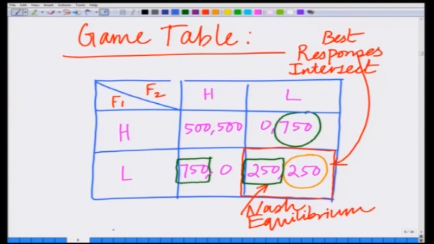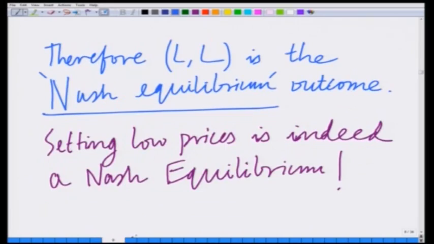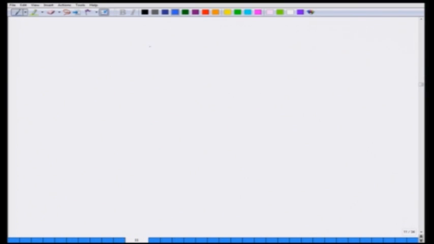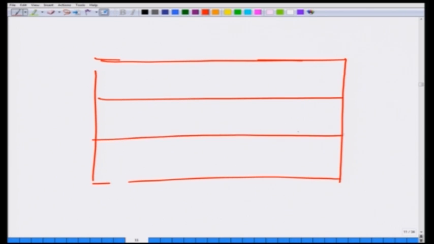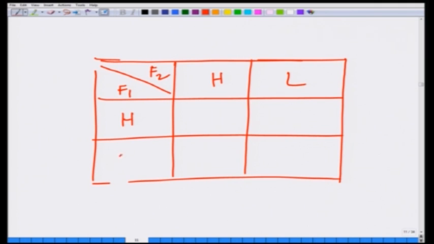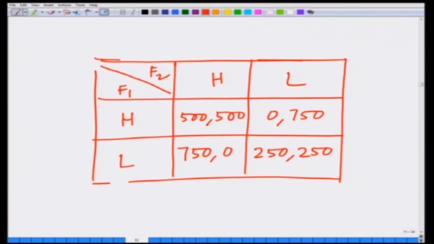For instance, let us go back to our game. Let us look at L, L. Let us redraw the game again so that I can clearly illustrate the concept of a self-enforcing agreement. We have two firms, firm 1 and firm 2, both can set either high or low prices, and high comma high gives 500 comma 500, high comma low gives 0 comma 750, low comma high gives 70 comma 0, low comma low gives 250 comma 250.